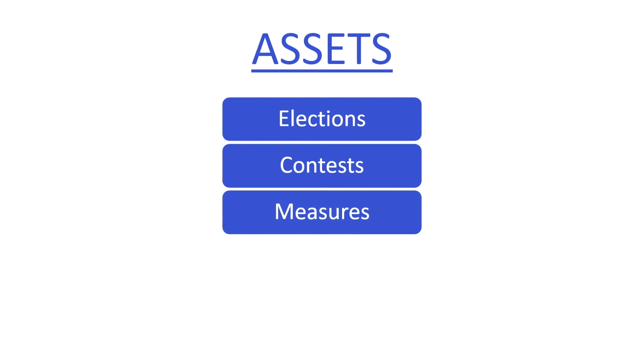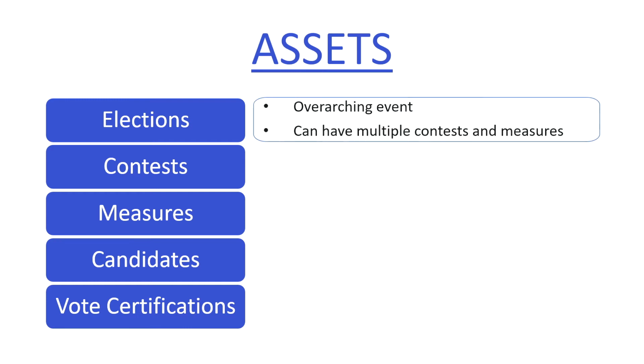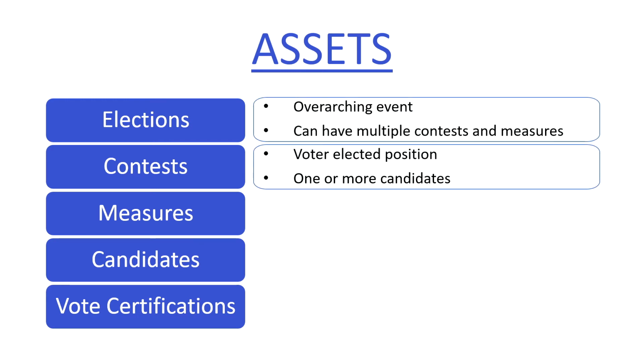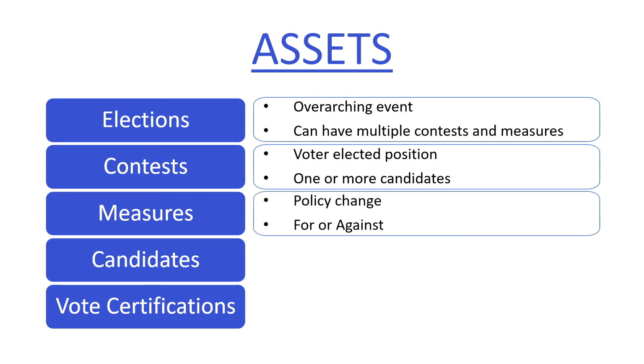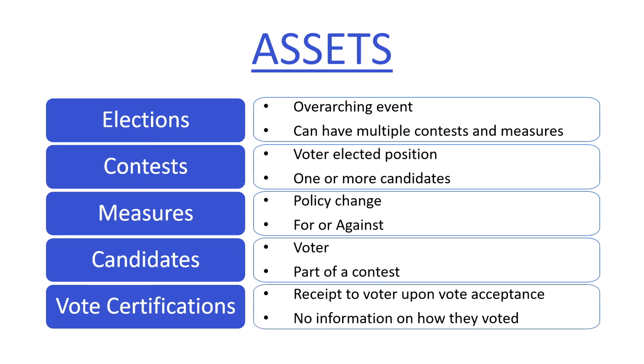Univote has 5 assets: elections, contests, measures, candidates, and vote certifications. An election is an overarching event that can have multiple contests and measures decided. A contest is a voter-elected position that a candidate must be chosen for. A measure is a policy change that must be decided upon by the voters in a for or against manner. A candidate is a voter who is vying to be elected in a contest. A vote certification is a receipt provided to the voter after they have completed voting in an election. It does not contain information of who or what they voted for, only that their vote was successfully received and counted.